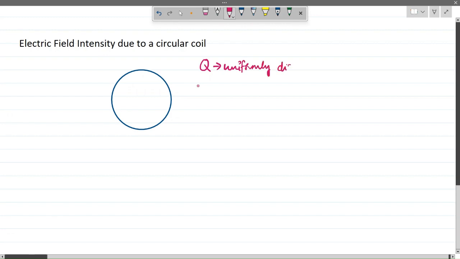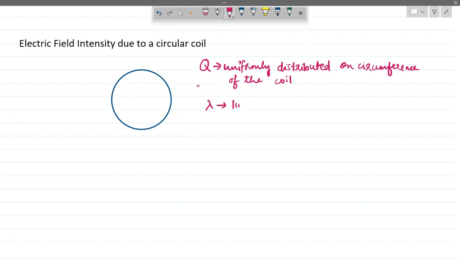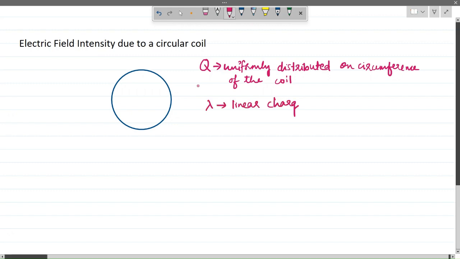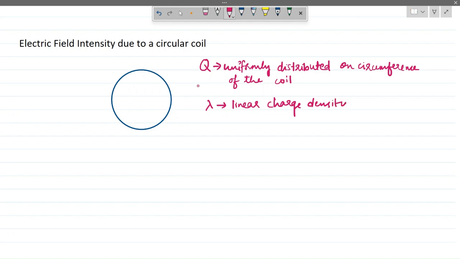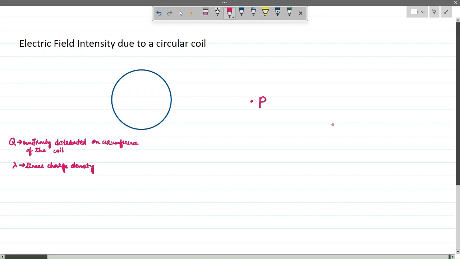Let us consider capital Q, the source charge, which is uniformly distributed along the circumference of a coil, having the linear density of lambda. Lambda is the linear charge density. Now let us consider a point P somewhere outside the circle, and we have to calculate at this point the total electric field intensity due to the presence of this circular coil.